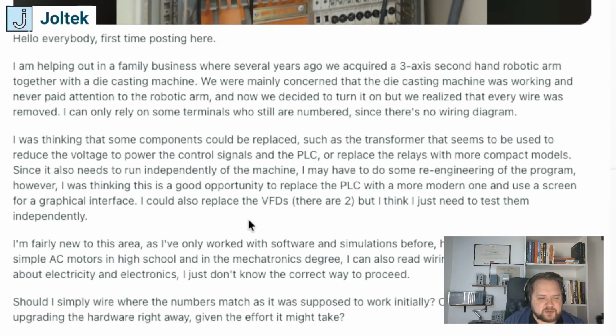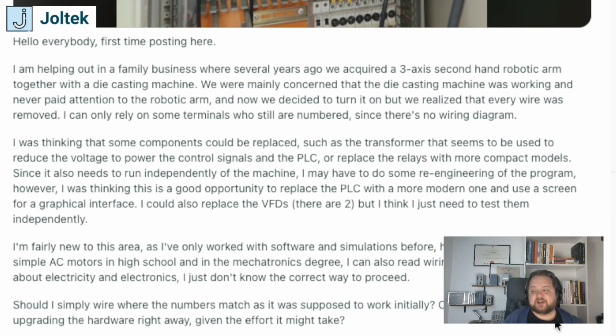I'm fairly new to this area as I've only worked with software and simulations before. However, I worked with simple AC motors in high school and in the mechatronics degree. I can also read wiring diagrams and I know about electricity and electronics. I just don't know the correct way to proceed. Should I simply wire where the numbers match as it was supposed to work initially, or would it be worth upgrading the hardware right away given the effort it might take?